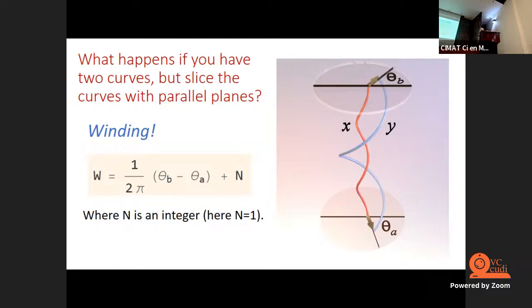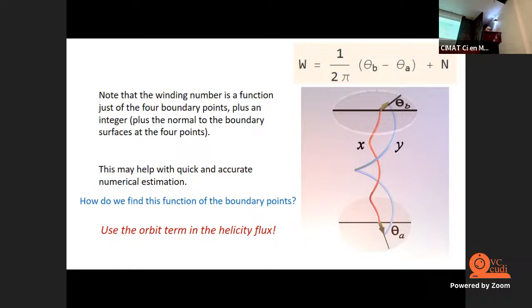Here, up to an integer, the winding number will just be the difference between the angle between the endpoints on top and the angle on the bottom. It's useful, when it follows, to choose an x-axis and then measure angles from that x-axis. Then you have two angles, you take the difference, and you'll be there up to the integer. We'll get back to this, because we're going to modify this if we're inside a simply connected one. So it's just a function of the four boundary points.